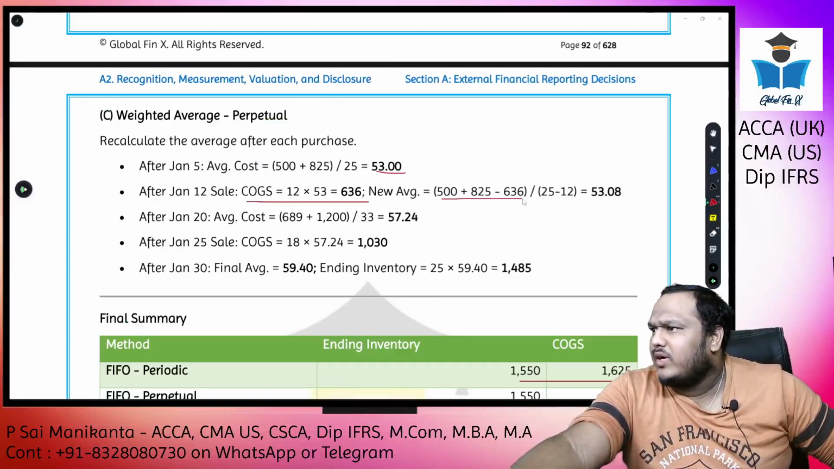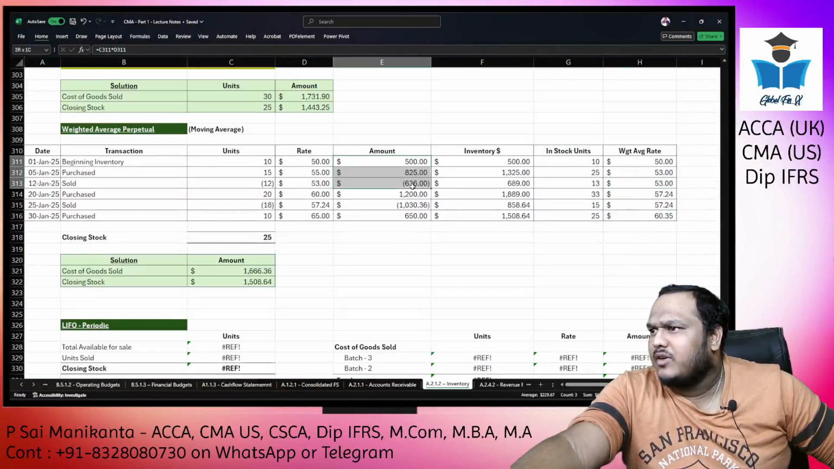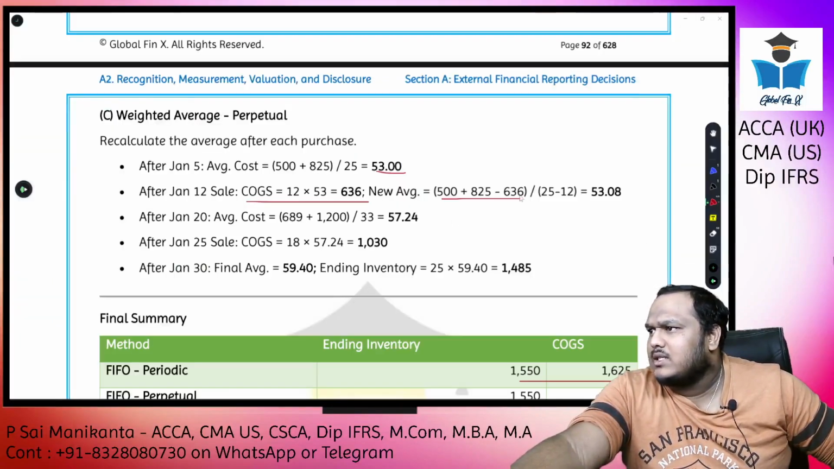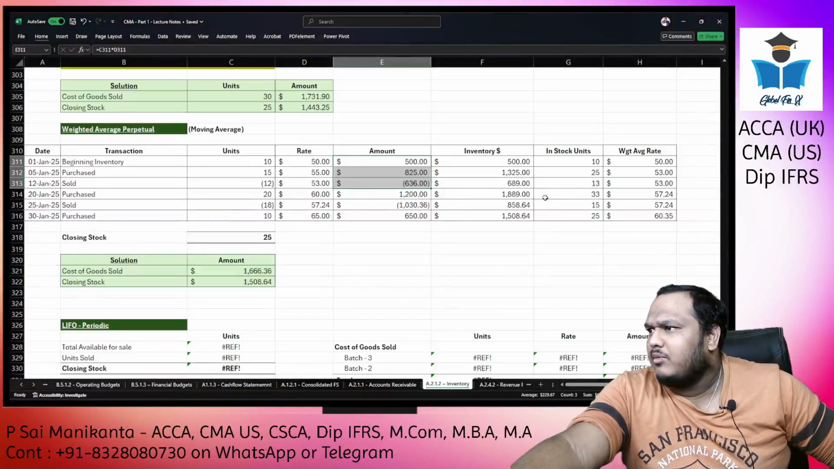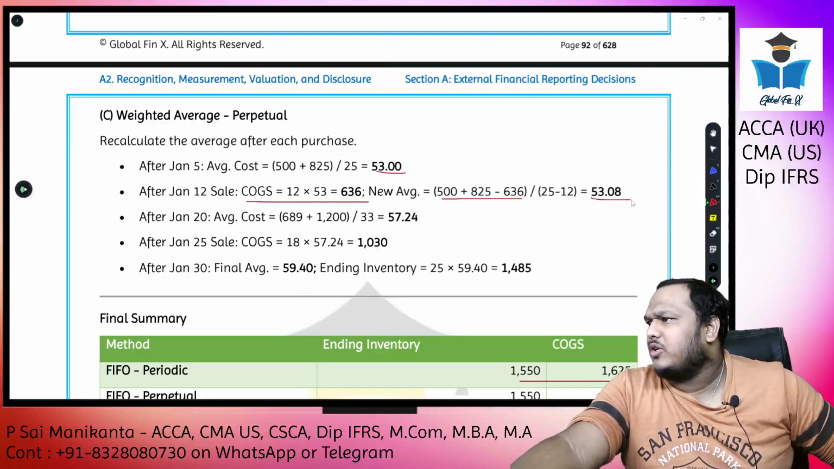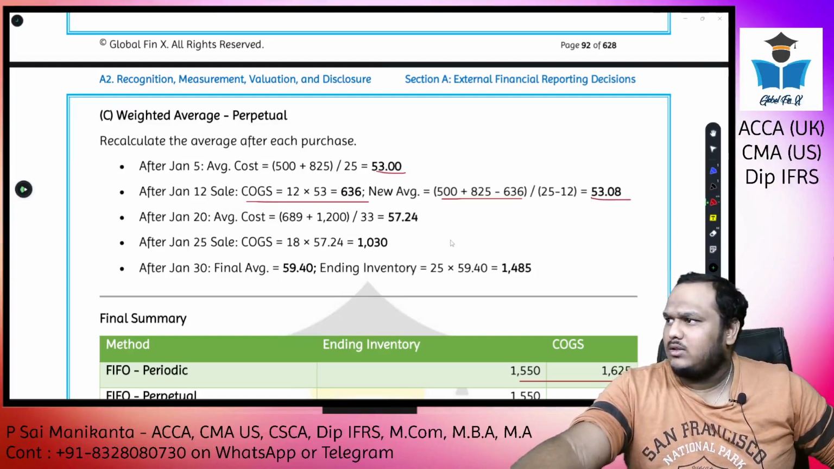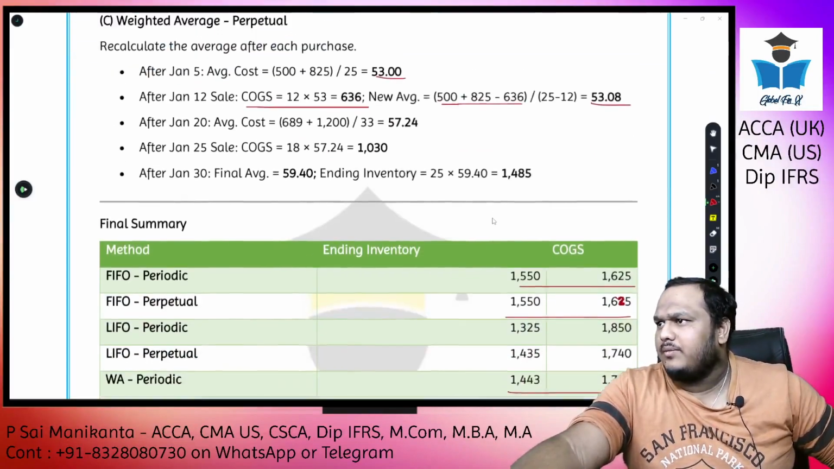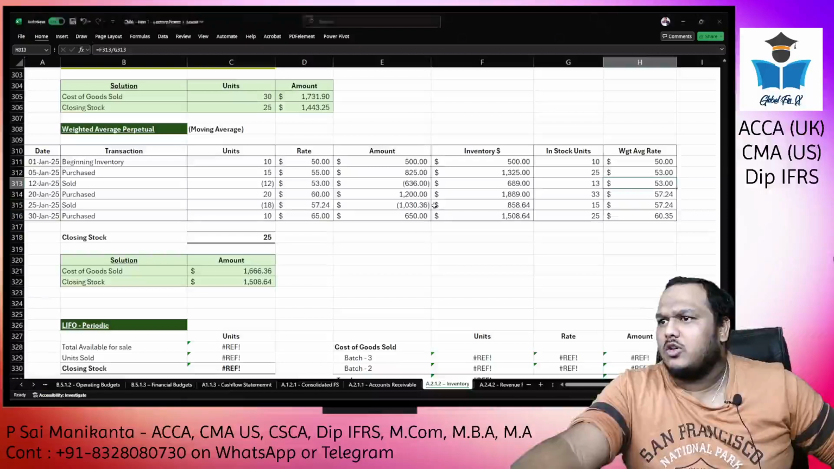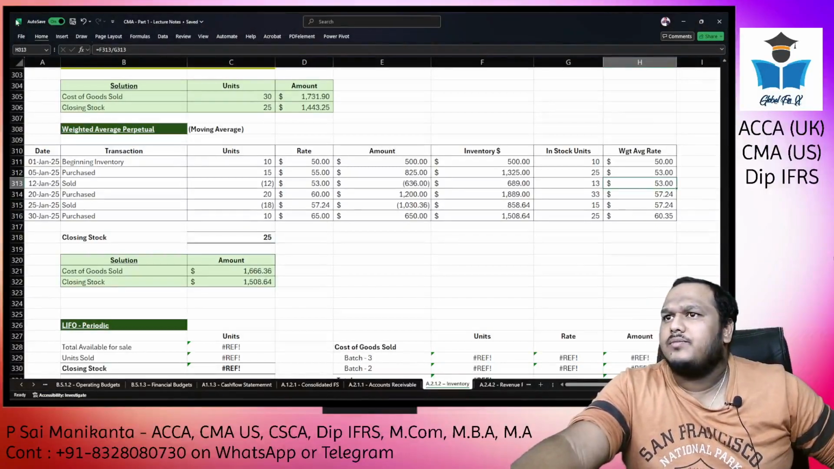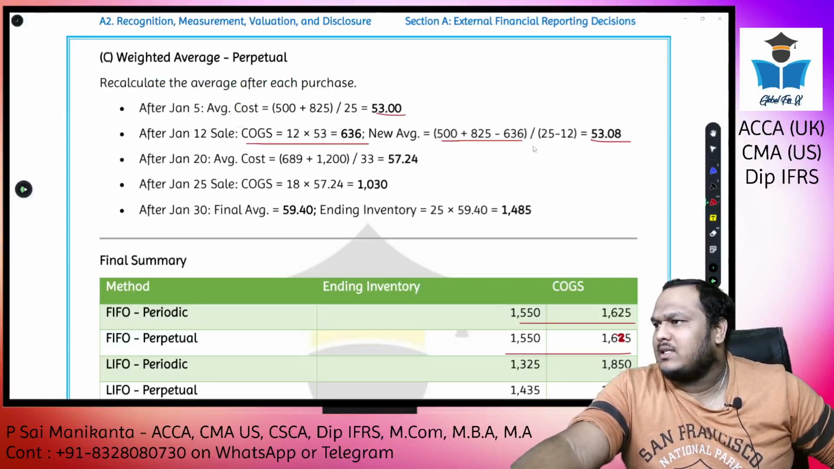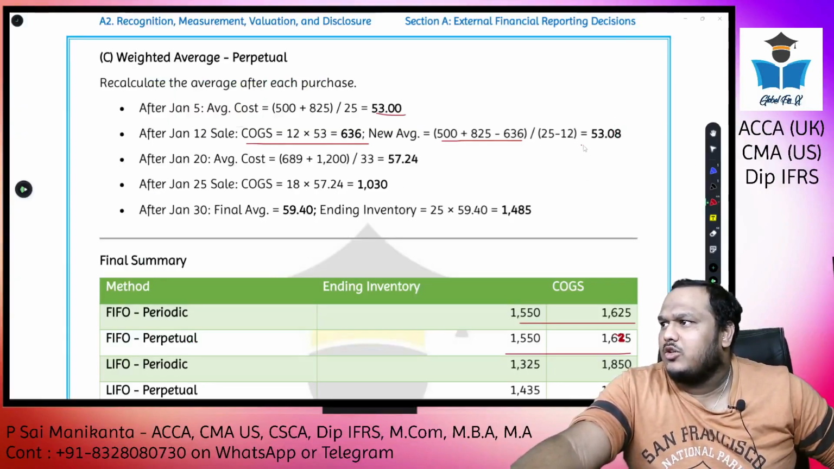500 plus 825 minus 636, that is 689, divided by 25 minus 12, 13, correct. I'm getting 53 here, not 53.08. Rounding off, okay. Looks like the solution rounded it off, because the values are exactly the same. This is 53.00 in our Excel solution, while rounded off it was 53.08 it seems.